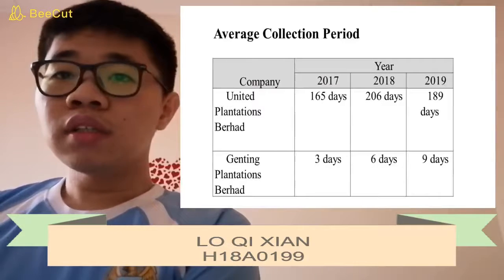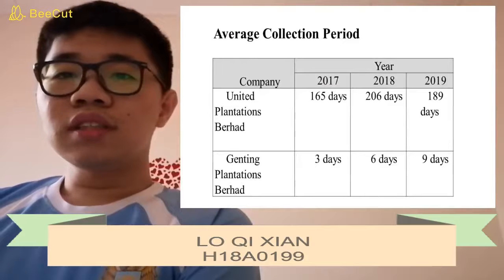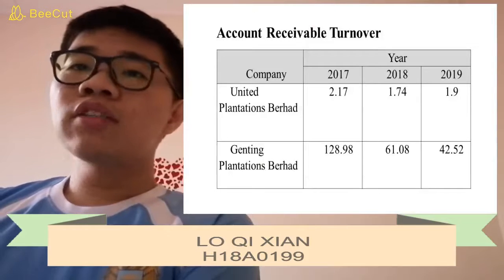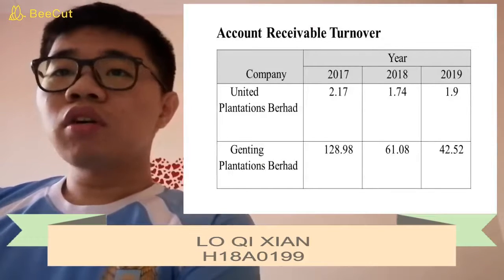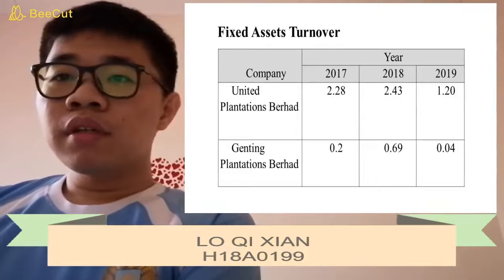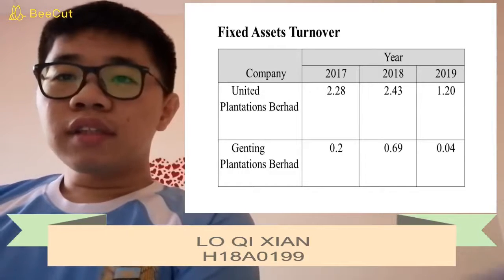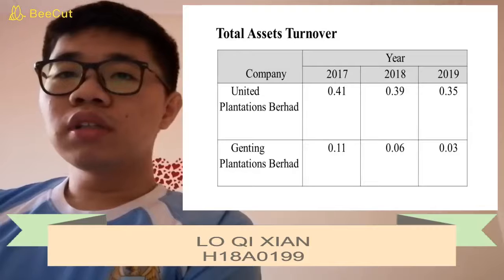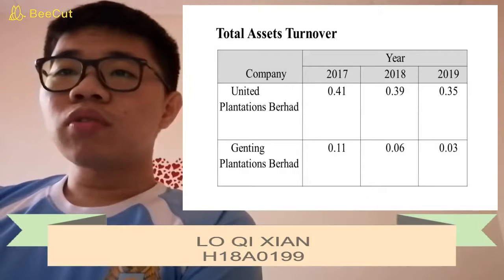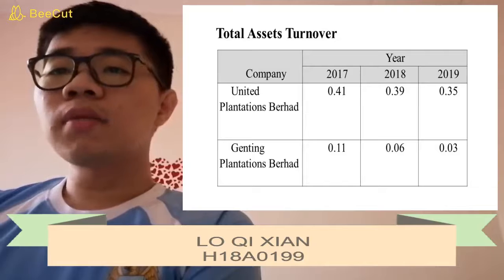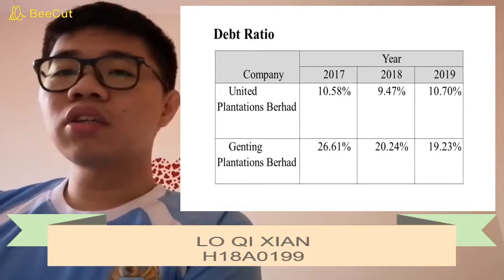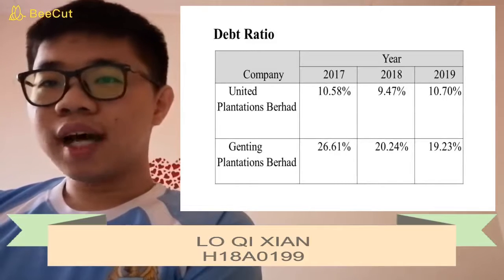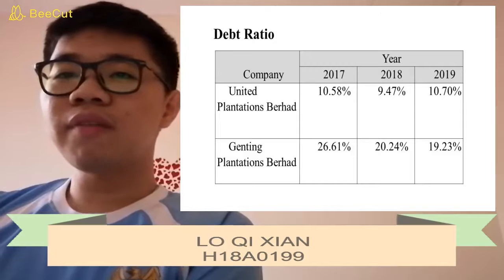For inventory turnover, the effectiveness of using inventory to generate sales in the shortest time in United Plantation was better than Genting Plantation Berhad. For average collection period, the average collection period for both companies is improving. Genting Plantation Berhad is more effective in collecting debt than United Plantation Berhad. For account receivable turnover, the ability of Genting Plantation Berhad to collect its receivables efficiently is greater than United Plantation Berhad. For fixed asset turnover, the ability in using fixed assets to generate sales in Genting Plantation Berhad was unstable.